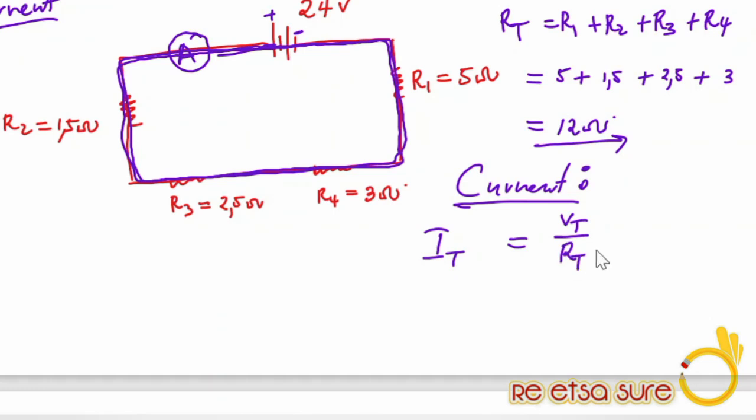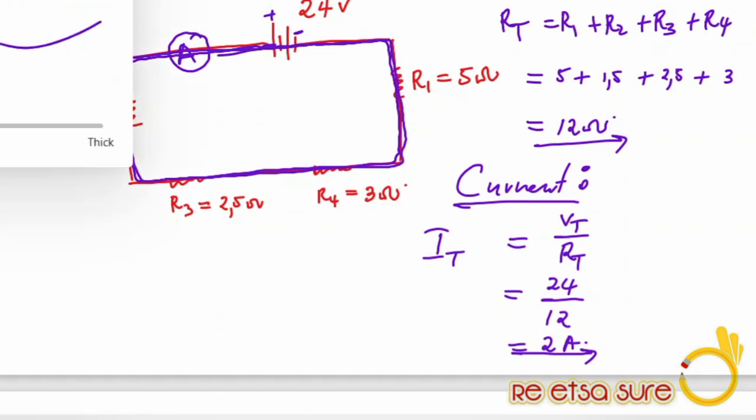Is correct. And then now let's check what is our V total. Our V total is 24, all over, what is our R total? Our R total is 12. Therefore, the current that is flowing throughout our circuit, 24 divided by 12, it must give us how much? 2 amperes. This 2 amperes is the current that is flowing throughout our circuit.